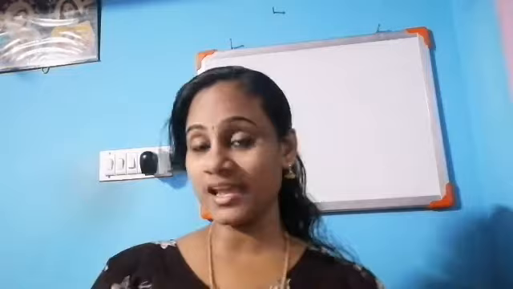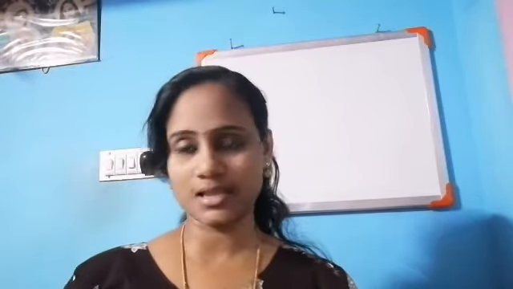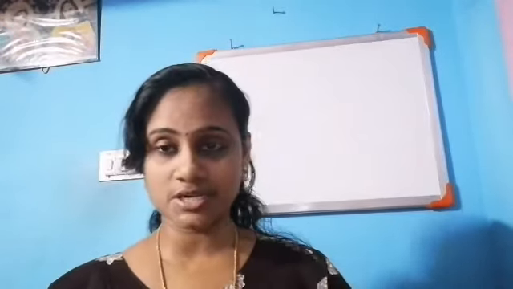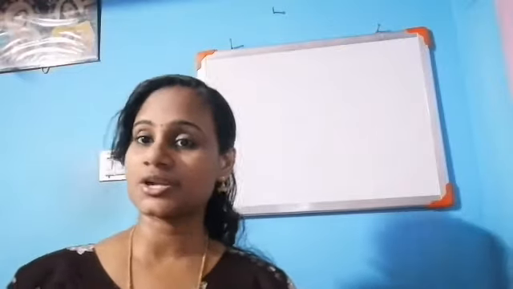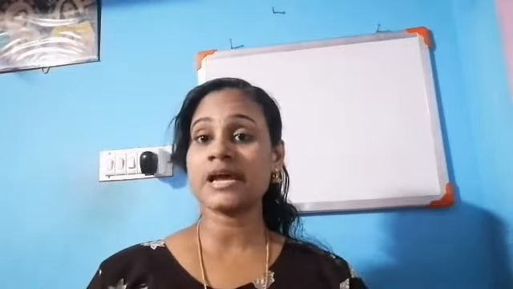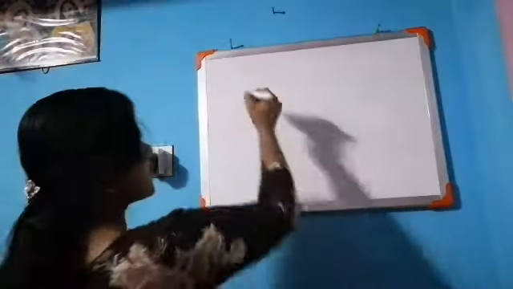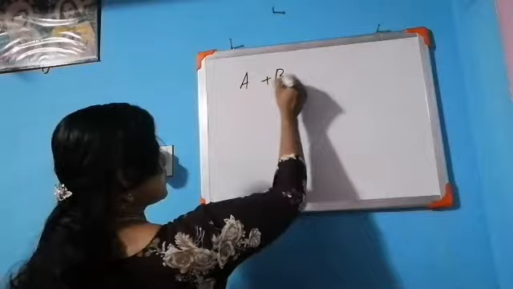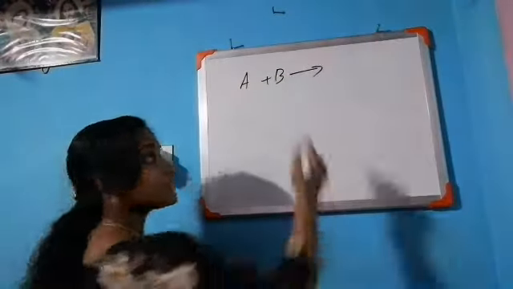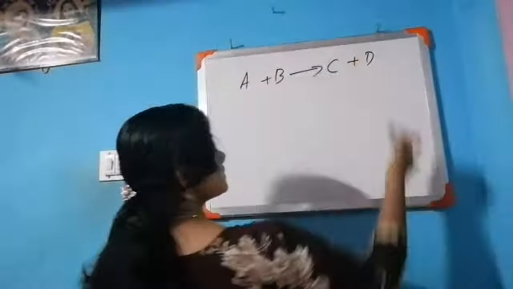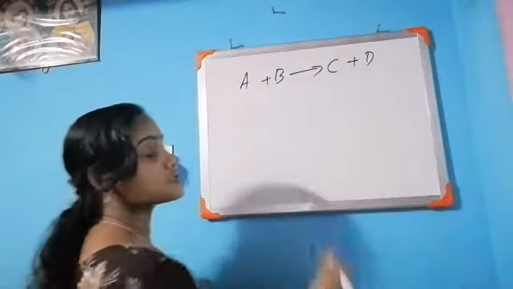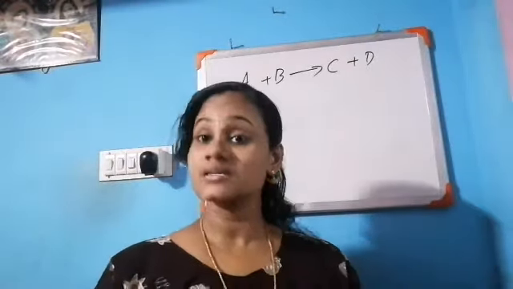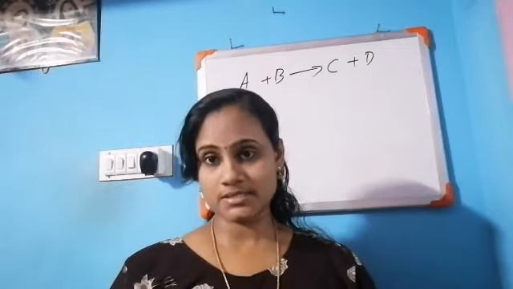Last class, what did we study? Chemical equation. What is a chemical equation? A chemical equation is a symbolic representation of a chemical reaction using symbols and formulas of the substances. That is, A plus B react to form C and D. So A and B are reactants, C and D are products.